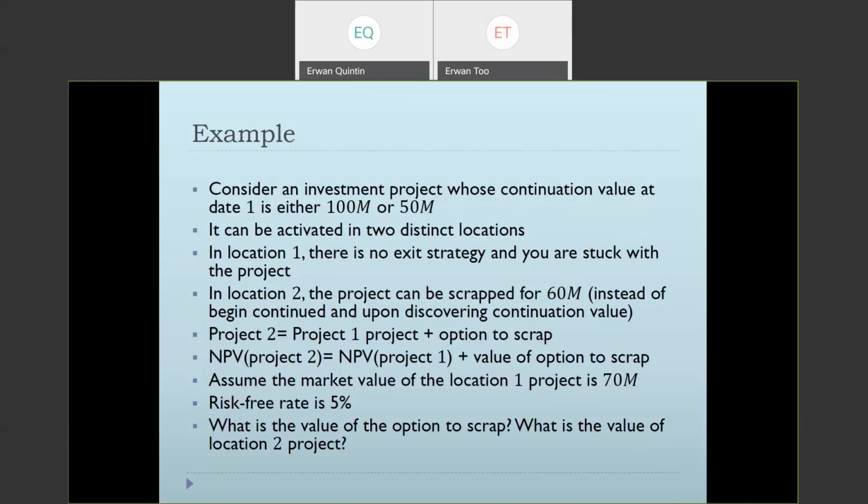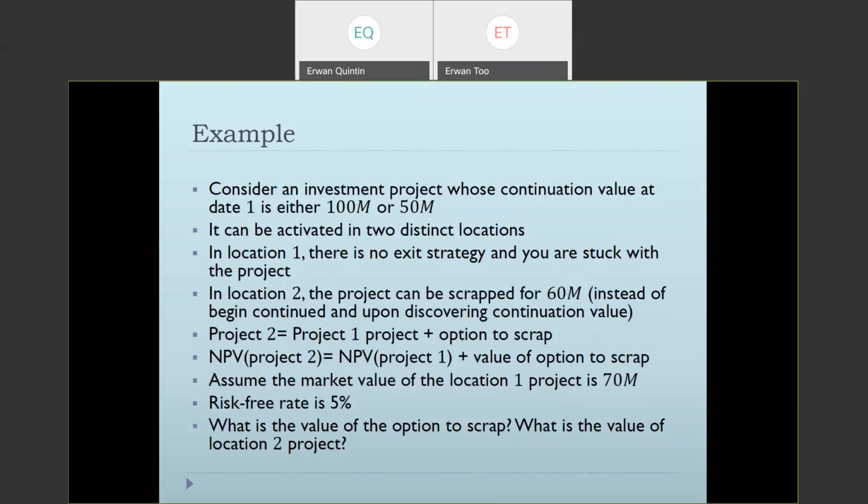And again, just to make things clear, project 2 is just like project 1, except that it comes with an option to scrap. So then, because NPV is additive, the NPV of project 2 is going to be the NPV of project 1 plus the value of the option to scrap. So this is the way we're going to value this. We're going to say project 2 has the same market value as project 1, and then we need to calculate the value of flexibility.